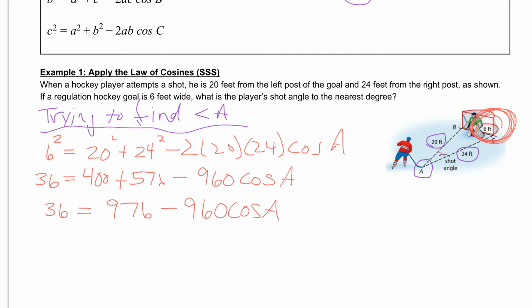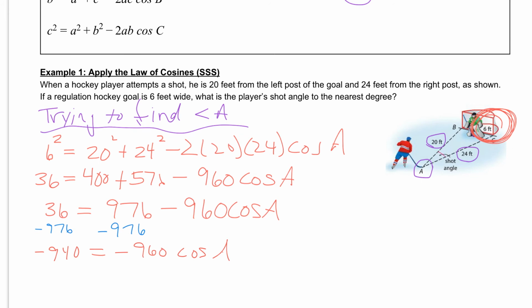And a common mistake here is that people try to subtract the 976 and the 960, but you can't do that. These are not like terms. This 960 has a cosine attached to it. So our next step here is to go ahead and subtract this 976 from both sides. We have to get rid of it. So we're going to subtract 976 from both sides, leaving us with negative 940 equal to negative 960 times the cosine of A.